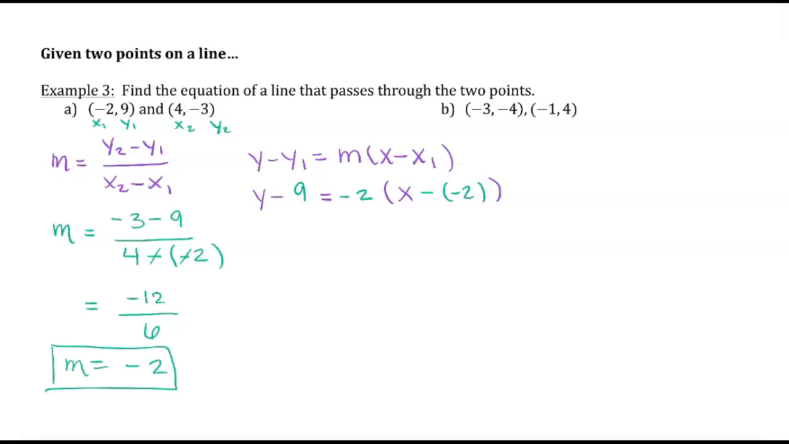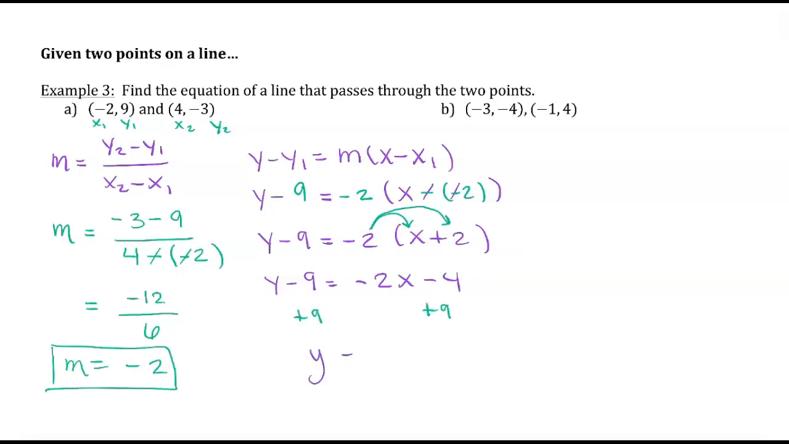Using good order of operations, we'll simplify inside the parentheses first. We have x minus negative 2. Two negatives make a positive, so this is x plus 2. Distributing negative 2 to both terms inside the parentheses, we have negative 2x minus 4. Finally, we'll add 9 to both sides so that we have y equals negative 2x plus 5. And now we have the equation of the line through these 2 points. And that will conclude this video lecture.